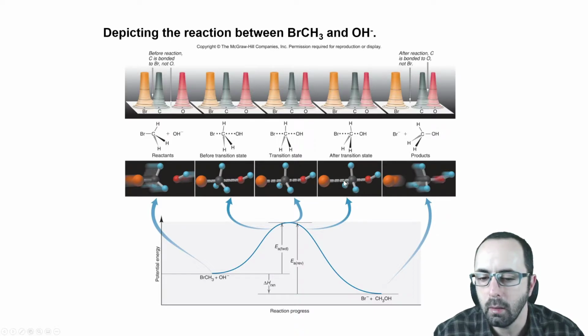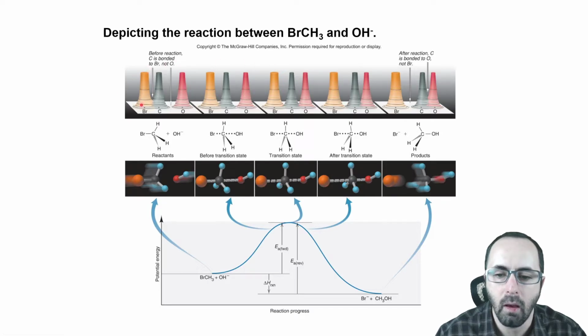And now the bond to the bromine is almost completely broken, and the bond between the oxygen and the carbon is almost completely formed. And then finally we get to the products. The product here is a bromide ion, and the other product is the methanol. And so those are written right there.